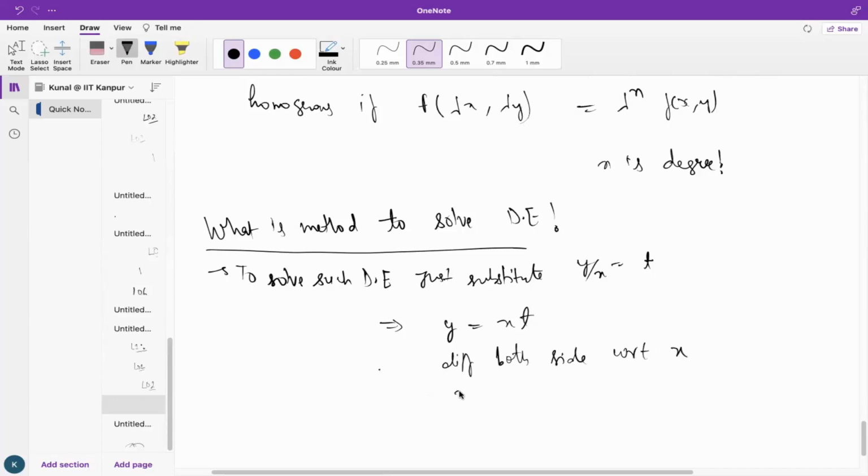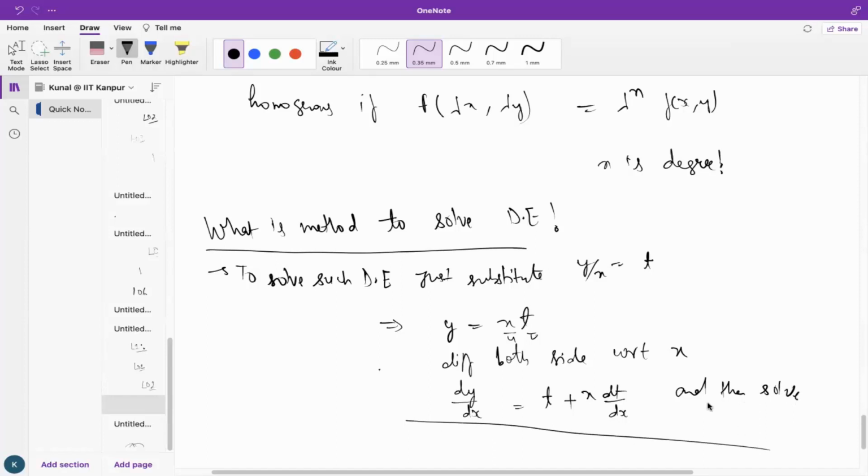what will we get from that? We'll get dy by dx is equal to, here we have to apply the product rule, right? Because this is of the form u, this is of the form v. So what do I have to do? First, I have to differentiate x, so we'll get t, and then plus, we have to differentiate the other term, so we'll get x dt by dx. I hope this will be clear to you, and then solve. So this is actually the method to solve this homogeneous equation.